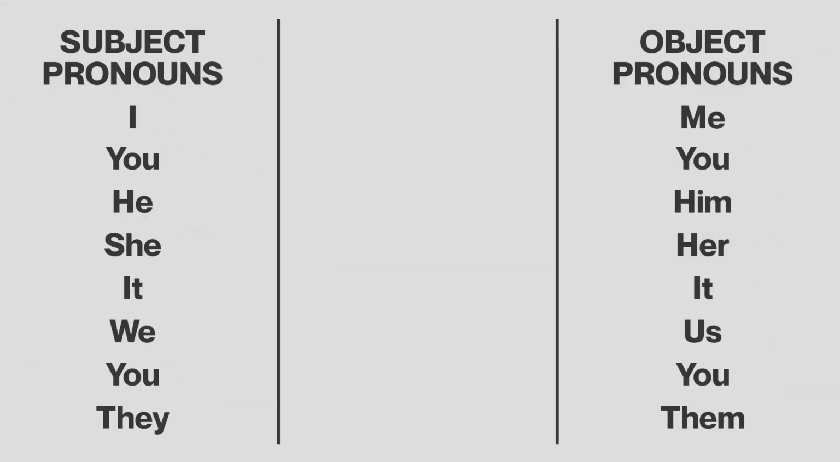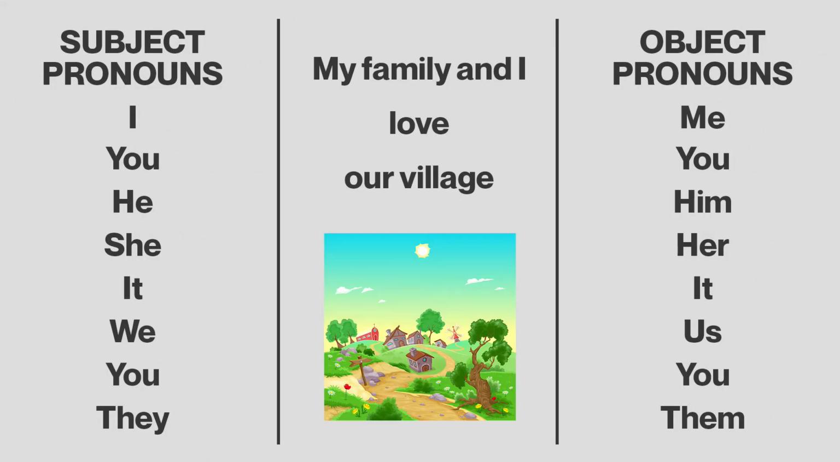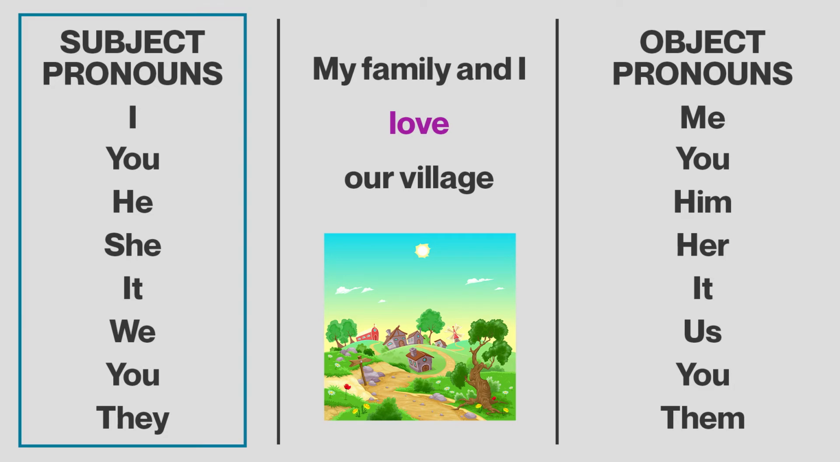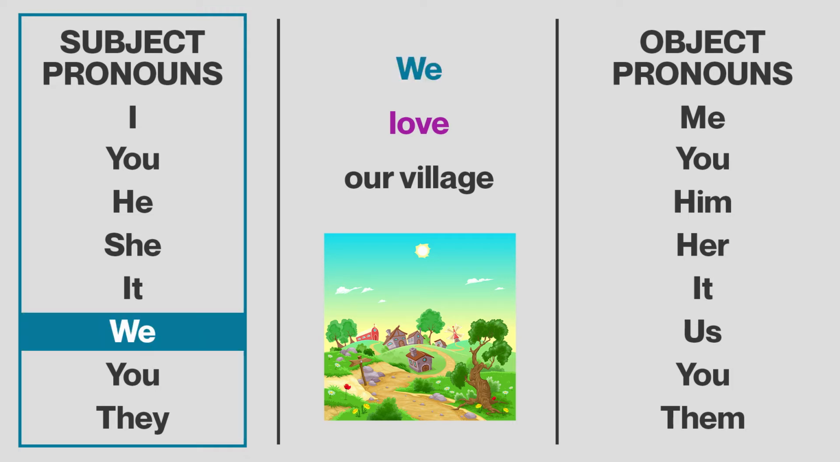And our last example is: my family and I love our village. What's the verb in this sentence? Love. Good. My family and I goes before the verb, so we need a subject pronoun, right? Which subject pronoun can we use to replace my family and I? We. So it can also be said, we love our village.